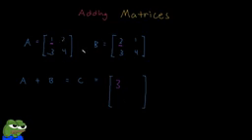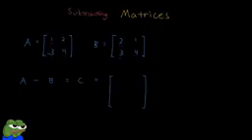We continue on with all other numbers and we get 2 plus 1. So 2 plus 1 is also 3. Then we do 3 plus 3, which is 6. And we do 4 plus 4, which is 8. Okay, so that's how you add matrices.